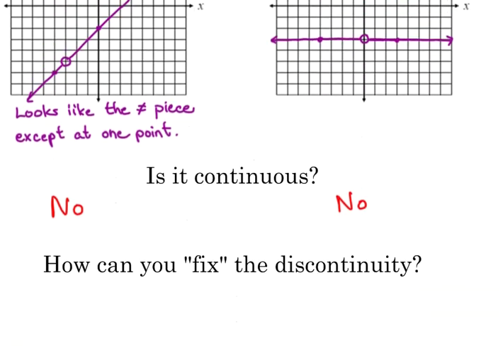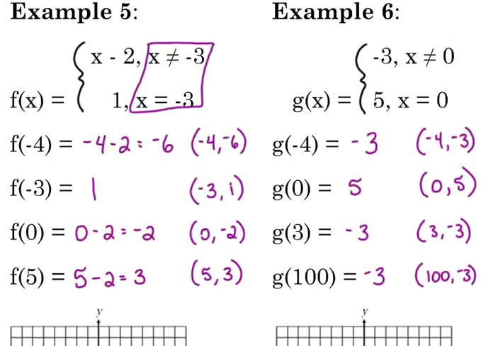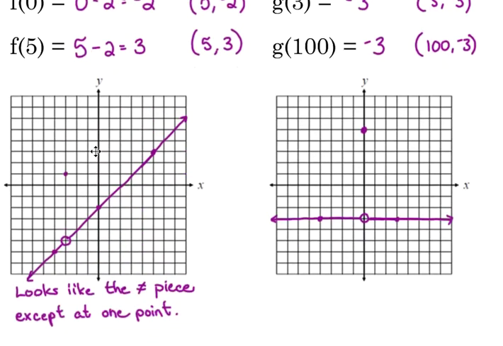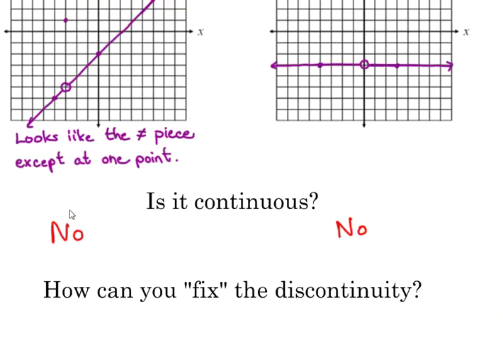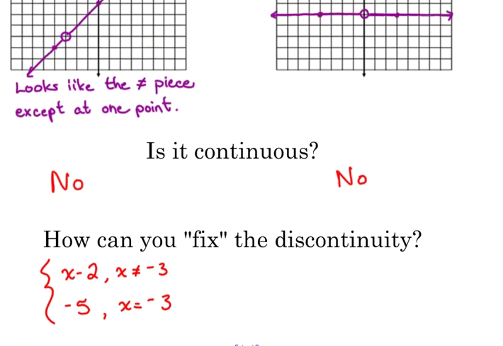As far as fixing the discontinuity for the first one there, if we were to make that second piece, instead of being equal to 1, equal to -5, so I'm going to write that down here. Leave it as x minus 2 when x is not -3. But if we change that to -5 when x does equal -3, then that would fix our discontinuity here, because -3 minus 2 is -5. That would plug the hole. That would fix the discontinuity if we change that second part there.